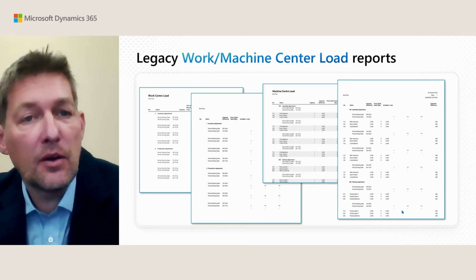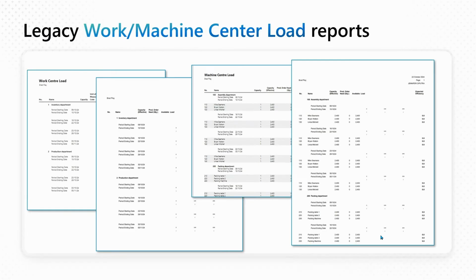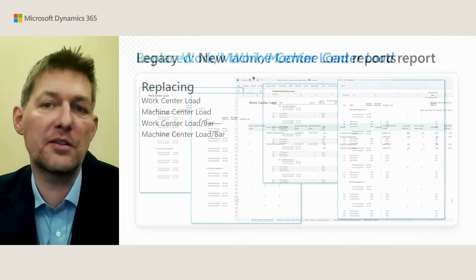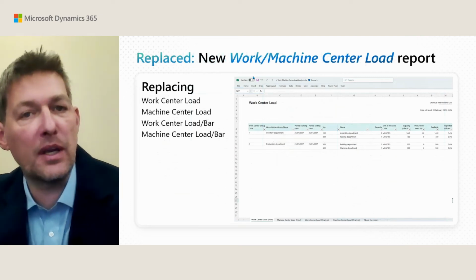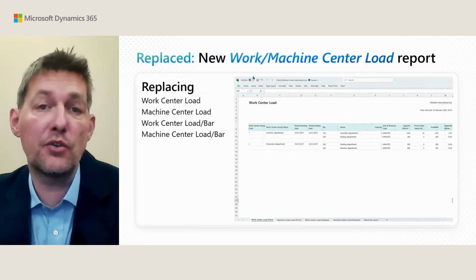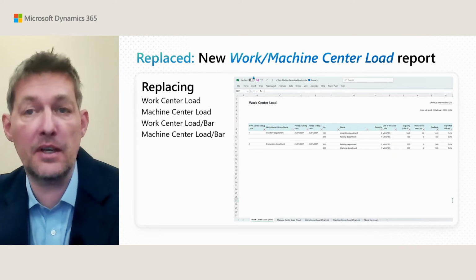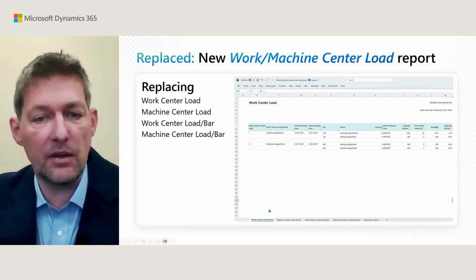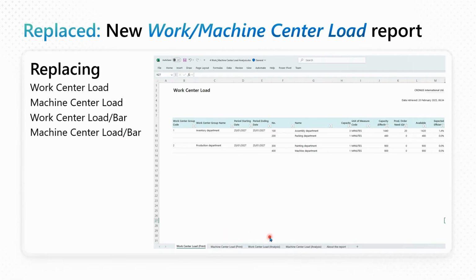Similarly, we had some legacy work or machine center load reports. So work center load, machine center load, and I don't even know what these two are because I missed the title. Doesn't matter, because these are all going away and are being replaced by the new work/machine center load report. Again, a report that just comes with Excel. You can see that you have 2 printable and 2 analysis worksheets in the report.